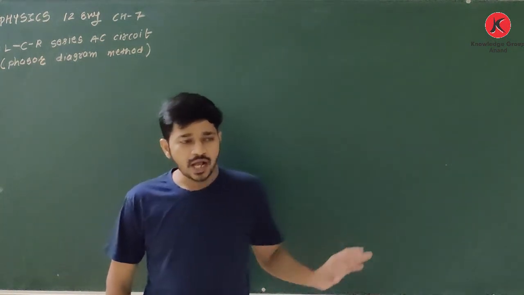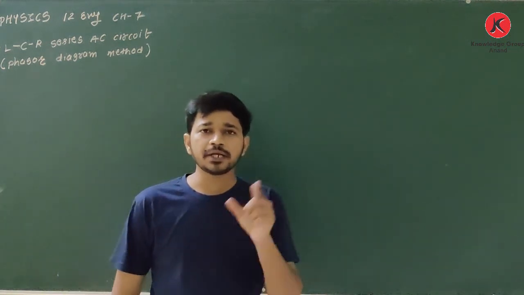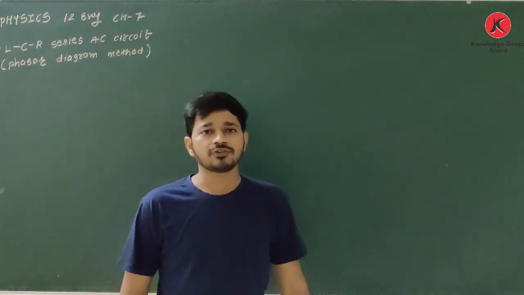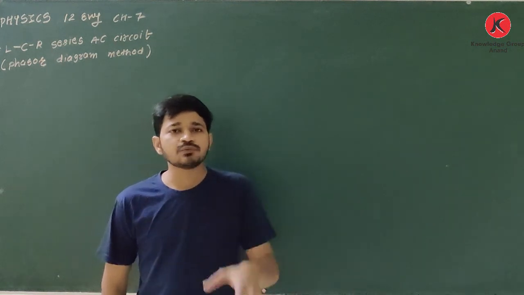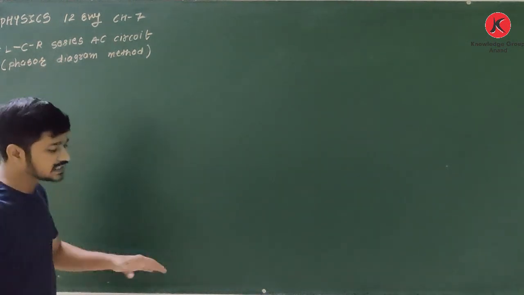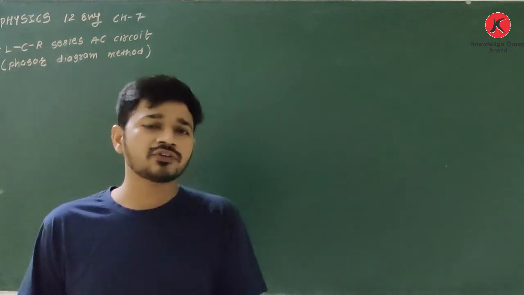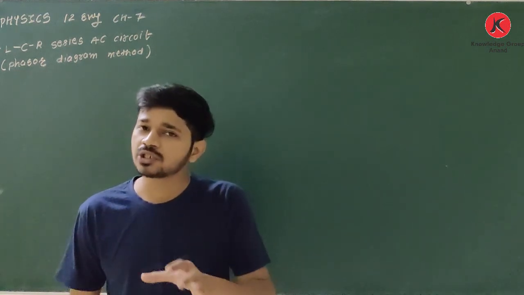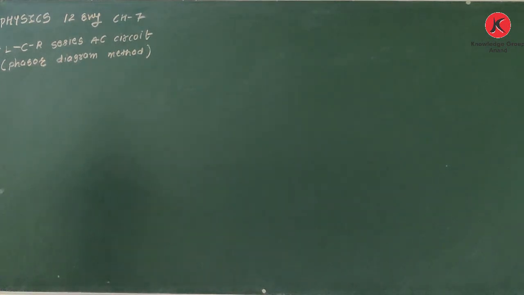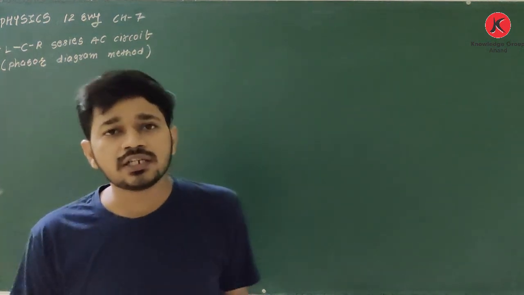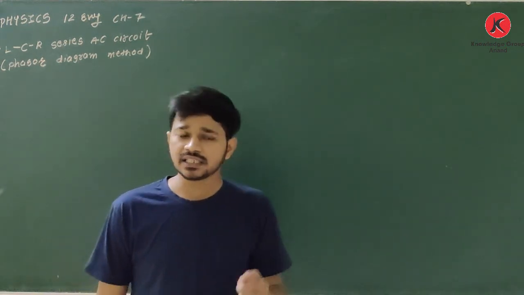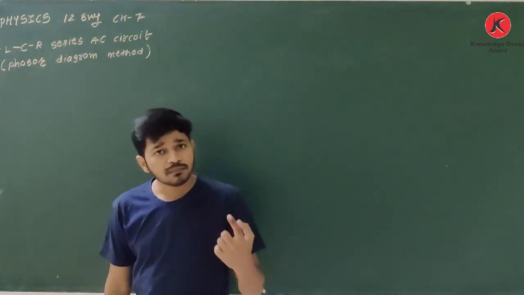Now we have discussed three theories: AC voltage applied to a resistor, AC voltage applied to an inductor, and AC voltage applied to a capacitor. Now we will apply AC voltage to an LCR series, meaning the inductor, resistor and capacitor are connected in series. Similarly, we have to obtain the equation of current. For an LCR series AC circuit, to find the solution for I, there are two methods. First is the phasor diagram method and second is the analytical solution. We will see the phasor diagram method first.